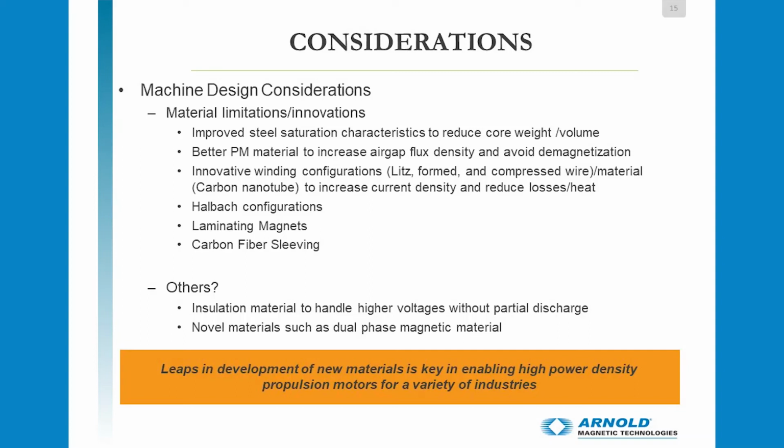Next would be Halbach configurations. We will go through a Halbach configuration topology analysis showing some of the trade-offs on what route you go with your design. Laminating magnets, and lastly, carbon fiber sleeving.